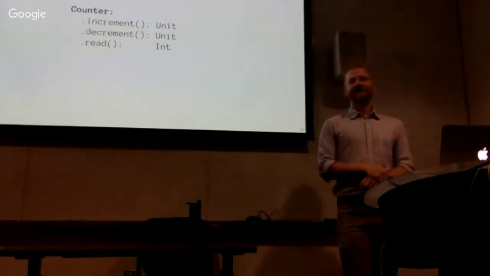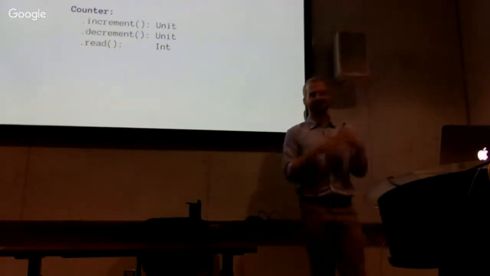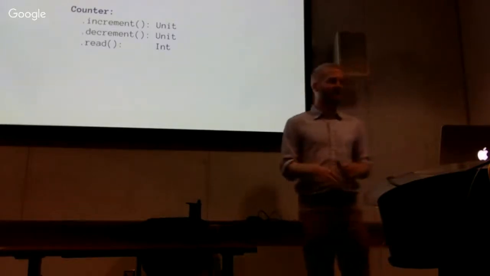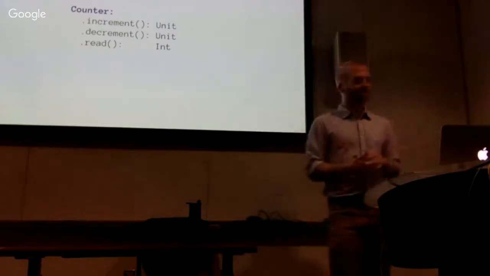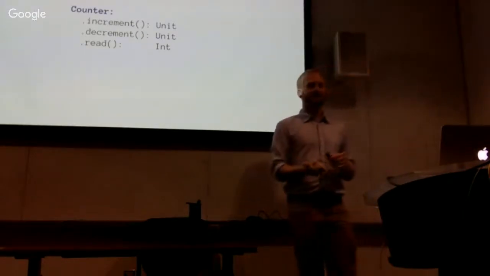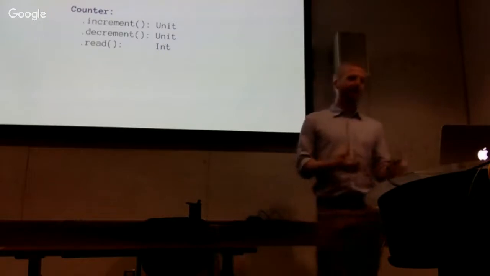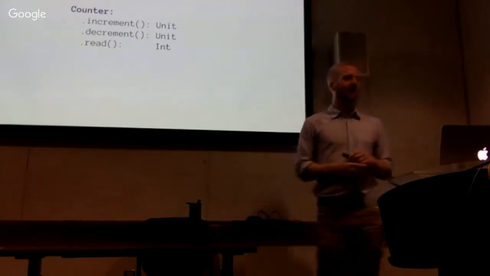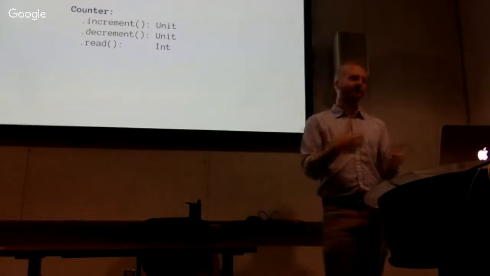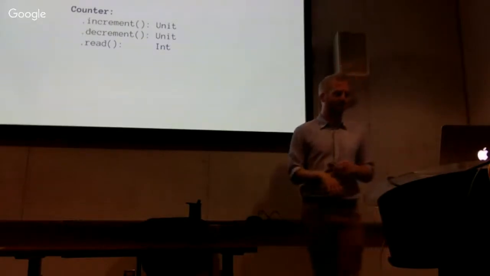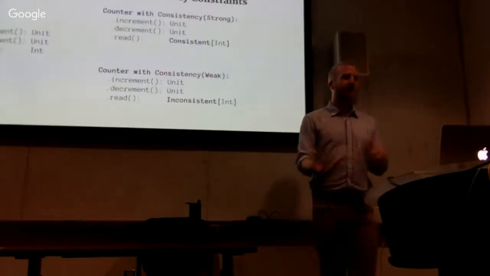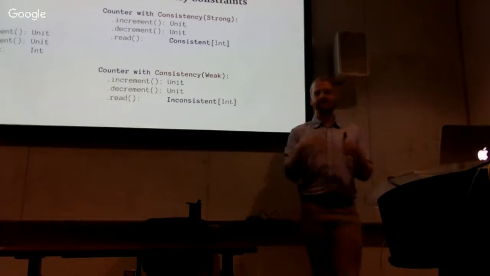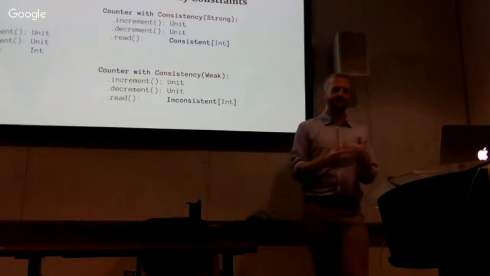Now, every item in the data store has a data type associated with it, and that data type has a number of methods on it. You can think of these as ADTs. If we have a counter, it might have methods such as increment and decrement, which both return nothing, so they return unit. And there's a read to get the current value of the counter, which returns an int. Now we're going to be annotating these data types with consistency constraints to specify how consistent the results need to be.